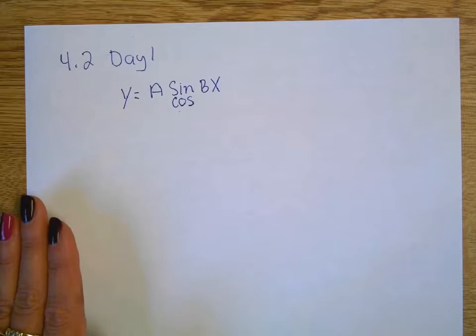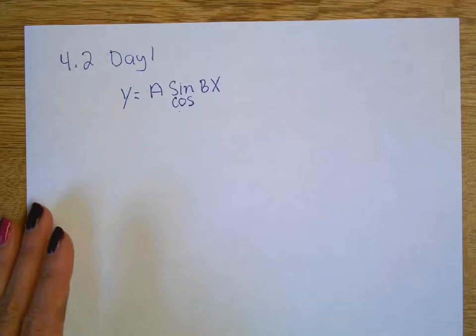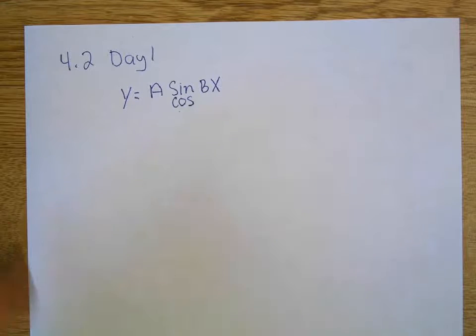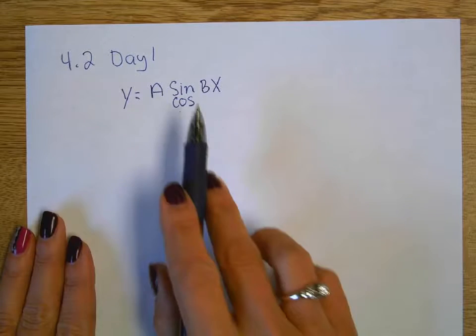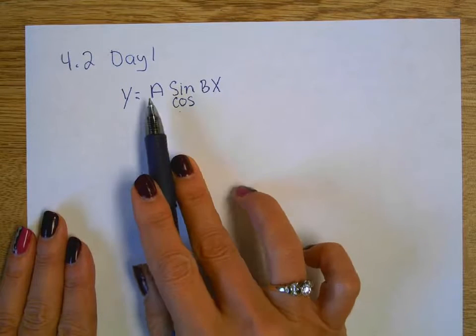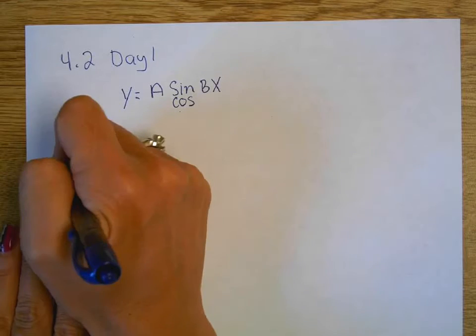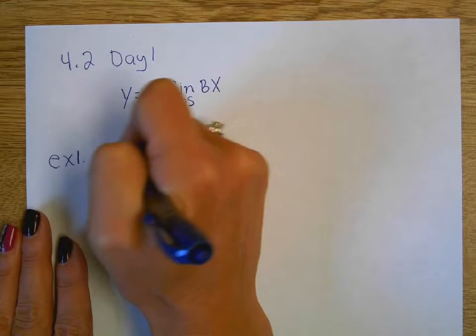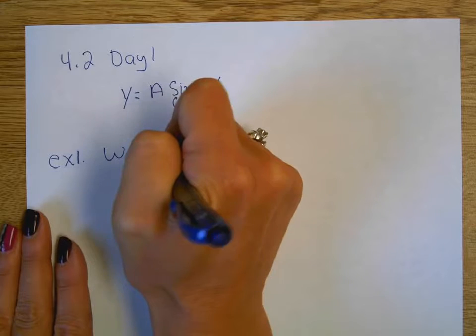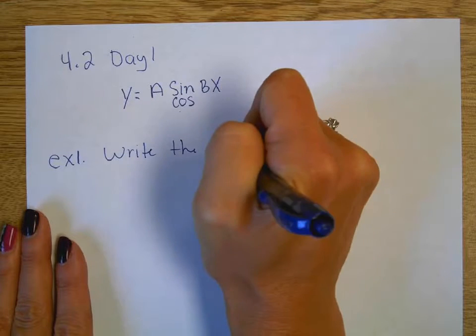So what I want you to be able to do now to start notes off is, if I give you a graph, can you write the equation for it? Writing the equation is just deciding, is it a sine or a cosine to start with? Find the amplitude, find the period, and figure out the B. So here's what I'm talking about. Write the equation.